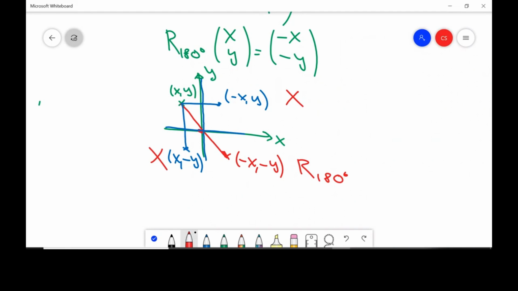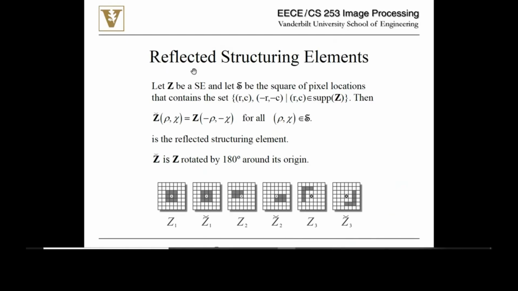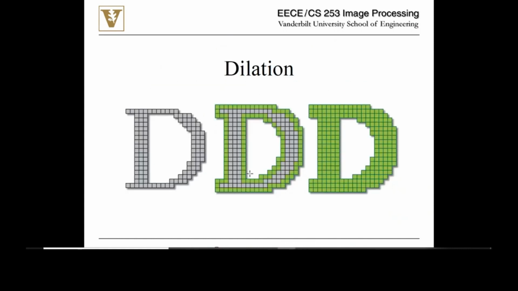Okay, so yeah, we have the mirroring operator. And now we will start to introduce the mathematical morphology operators. And the first one will be dilation. So the dilation will take a binary image and make the foreground bigger. So these are the pixels that are active in this binary image, and then after the operation, you will have more pixels.